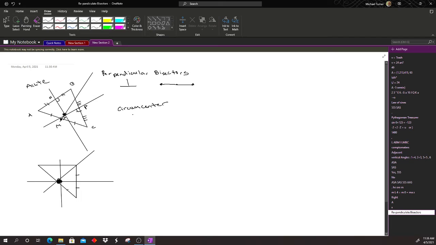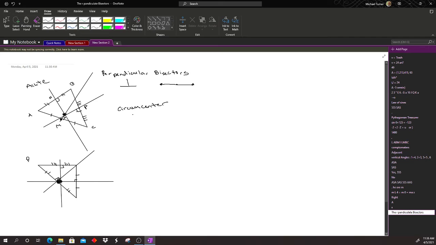So these two segments would be the same, these two segments would be the same, and these two segments would be the same. Each of these is formed by drawing a perpendicular bisector, so each of these lines that I'm drawing through would be meeting at a 90-degree angle.